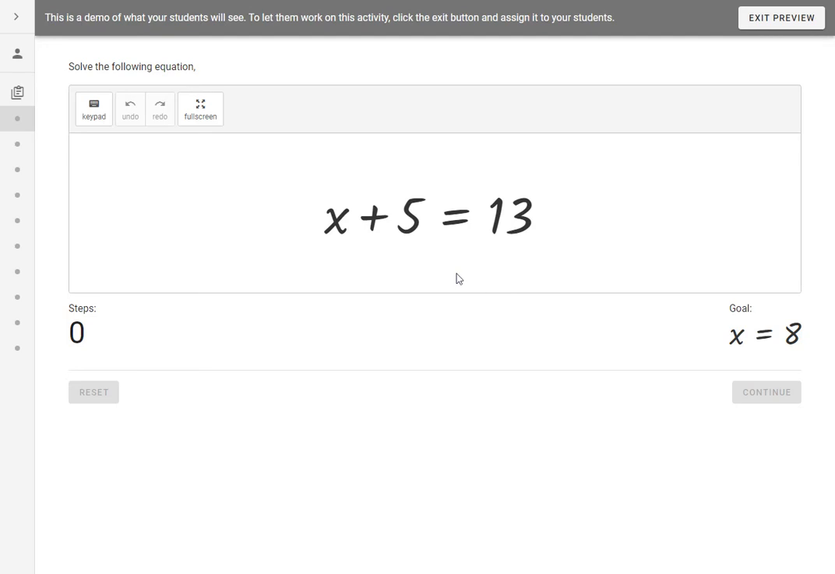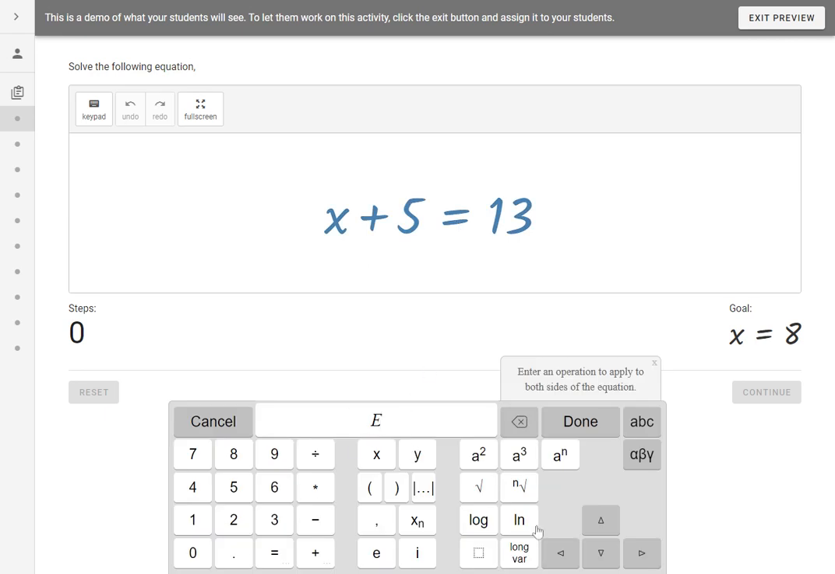Today we're going to solve equations using Graspable Math. Our first example is x plus 5 equals 13. Our goal is to isolate for x, which means we have to perform the inverse operation to plus 5 to eliminate that. To tell Graspable Math to subtract 5 from both sides, we're going to click on the equal sign.